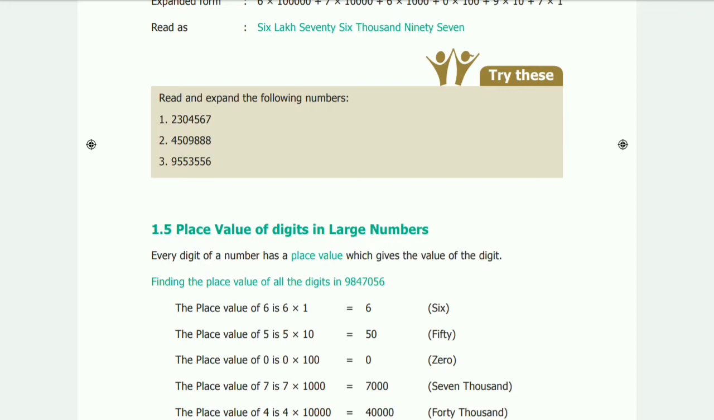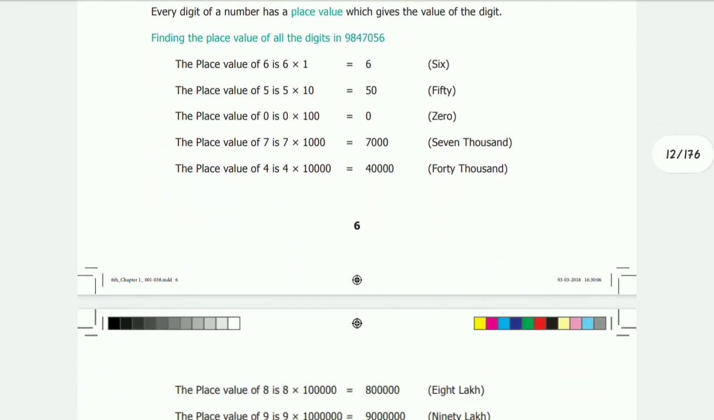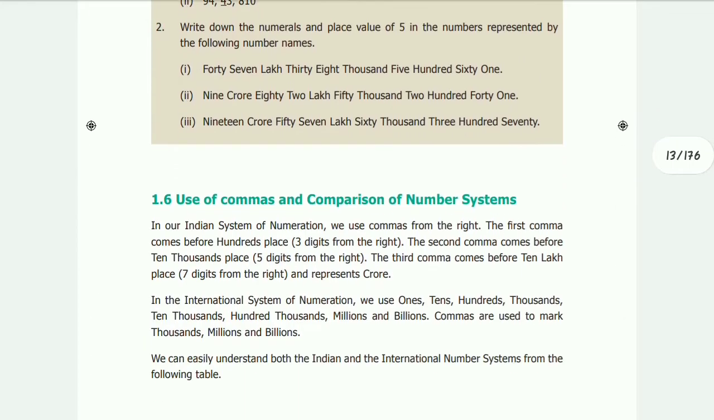In this class, you will learn about place value of digits in large numbers, and next, uses of commas and comparison of number system, both Indian number system and international number system. So don't skip the video and watch the class fully.